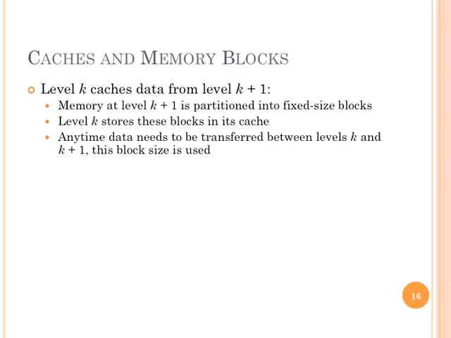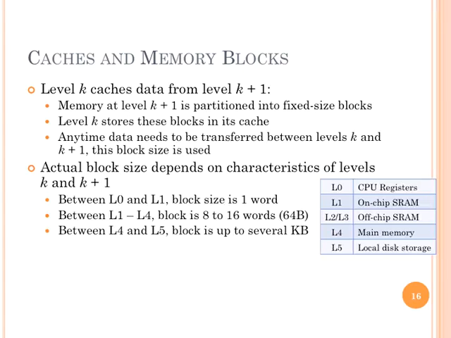Okay, so like I say here, anytime data needs to be transferred between K and K+1, that block size is used. And it varies again, so between L0 and L1, obviously it's one register size or one word. L1 to L4, so anything involving SRAM is probably going to be using a uniform block size. On Intel, on x86, IA32, it is going to be 64 bytes. That's even true on x86 64.